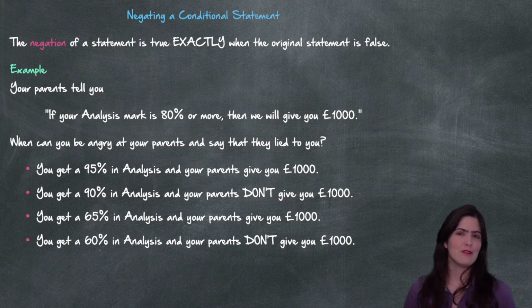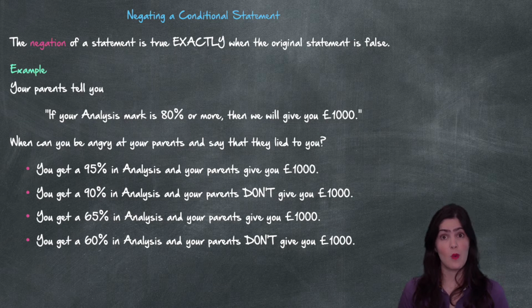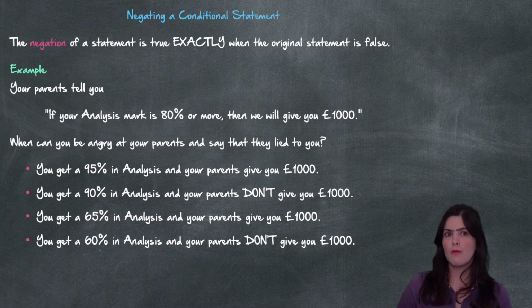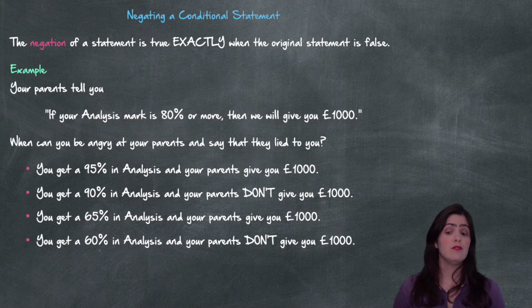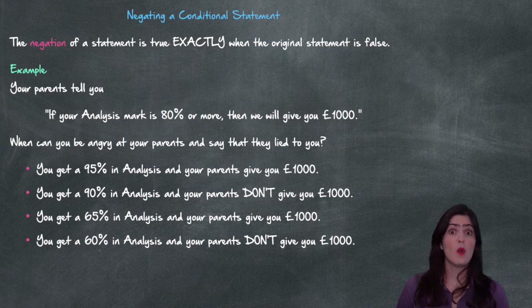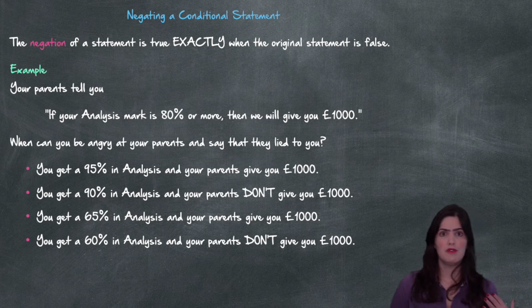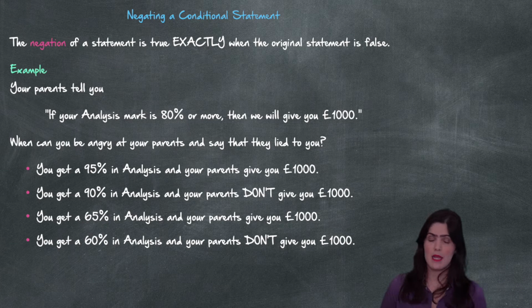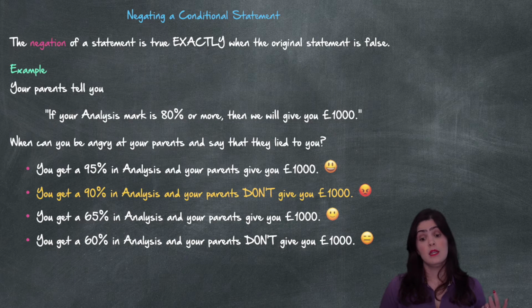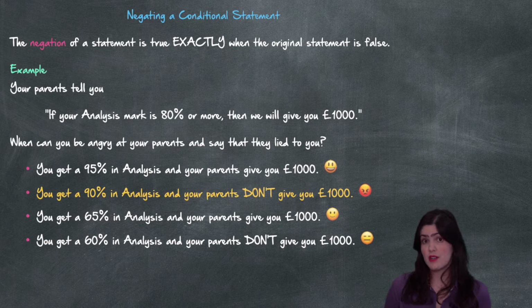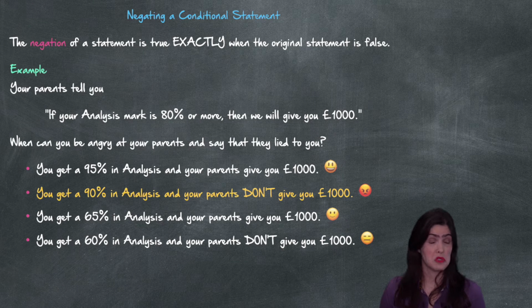And I want to go back to our first example, in which your parents promise you £1,000 if you got a very good mark in analysis. So remember, if your parents tell you that if your analysis mark is 80% or more, then we will give you £1,000, then the question is, when are you allowed to be angry at your parents and say that they lied to you? And we had these four options. If you got 95% and you got the money, you're happy. If you get less than 80% and they gave you the money, you're happy. Your parents are very generous and maybe they thought that you worked hard enough. It's good, you got the money.